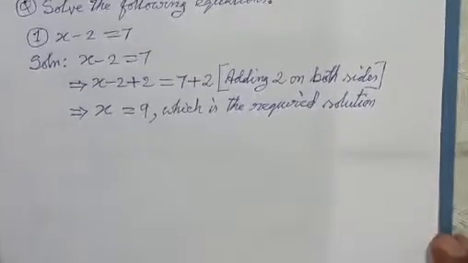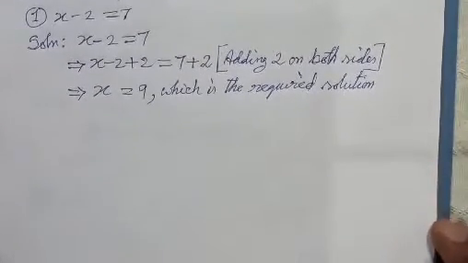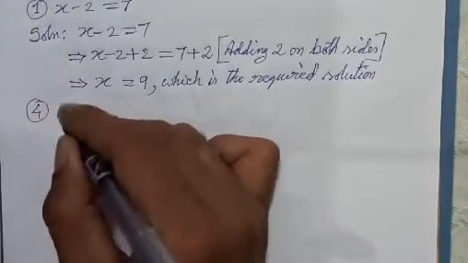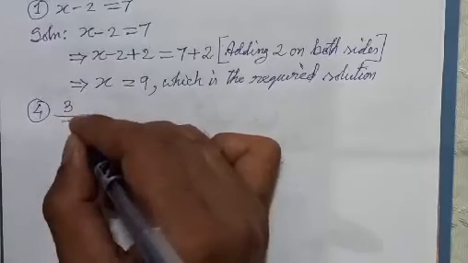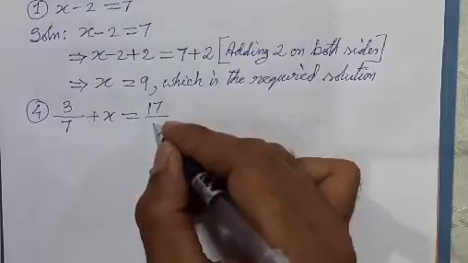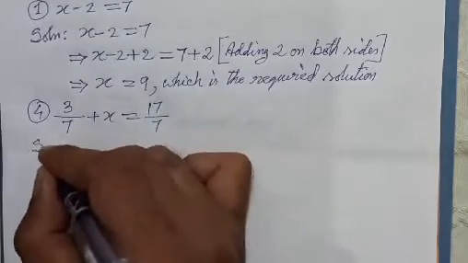Questions number 2 and 3 are easy, so you try. Now let's do question number 4: 3 by 7 plus x is equal to 17 by 7. Now, solution.